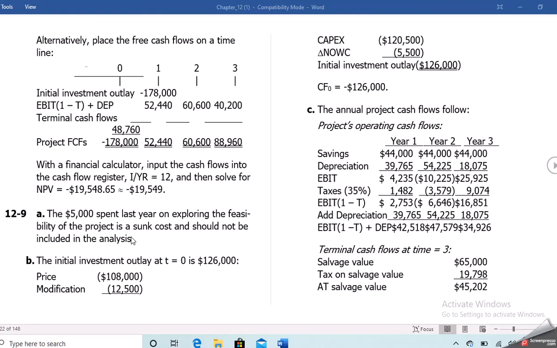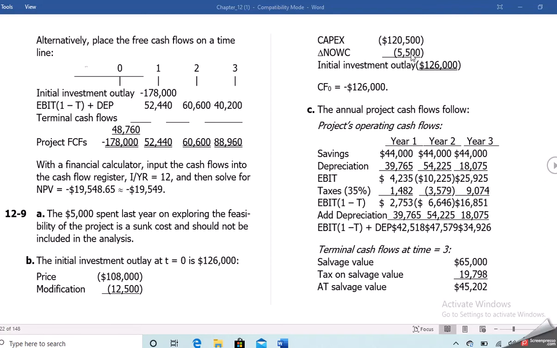Then the next thing it asks is, what's our initial investment? Our initial investment is going to be what we put in our cash flow function in year 0. It costs us $108,000 to purchase this new machine, but we have $12,500 of installation costs. So you can see we have to add those together, and that equals a total of $120,500, which is what we're going to capitalize and then depreciate.